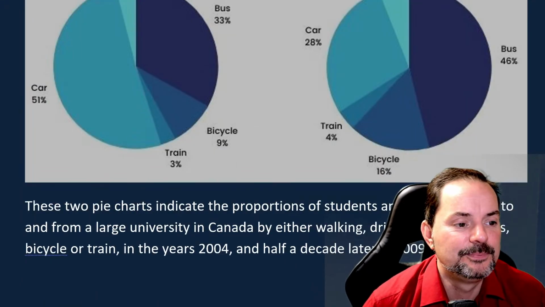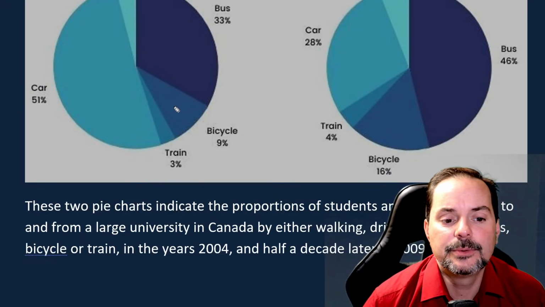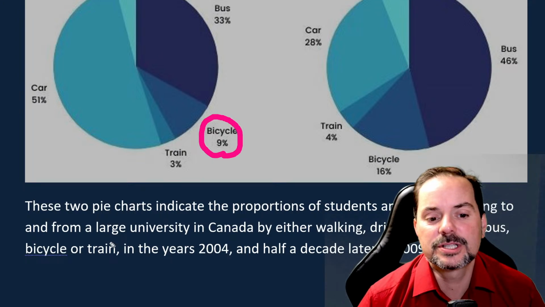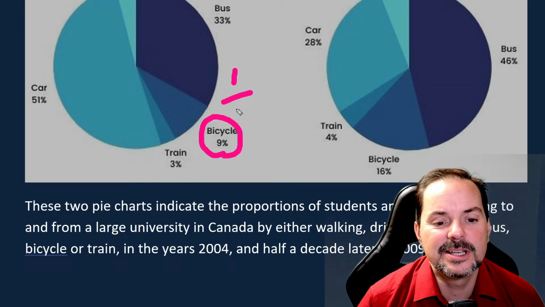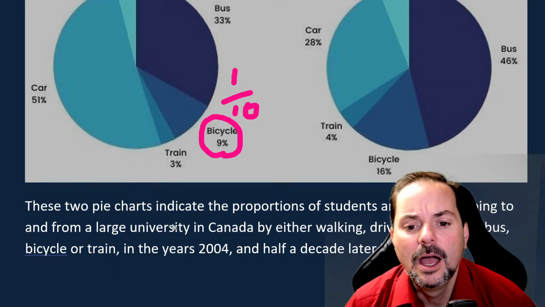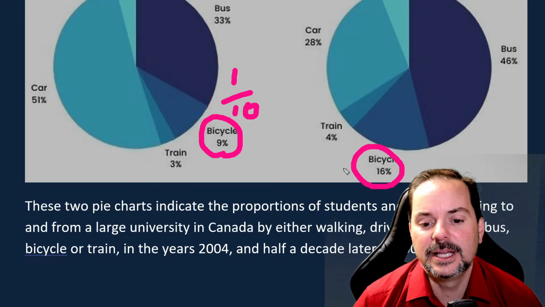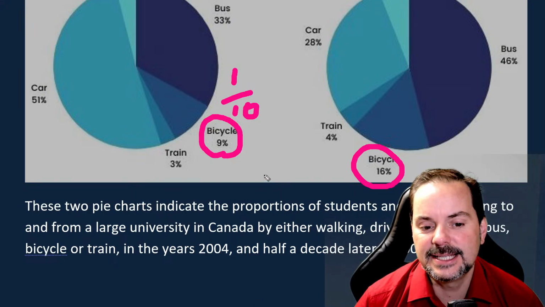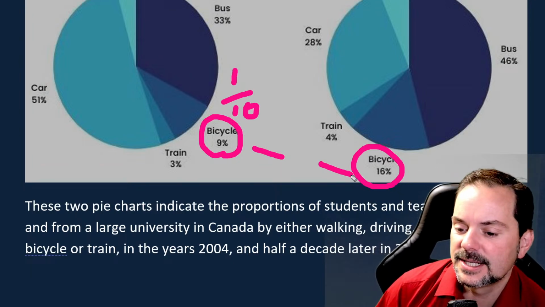So bicycle, okay. Here we have 9% of commuters, which is just under a tenth, right? Okay. And then here we have bicycle, it's 16%. What's the difference between 9 and 16?